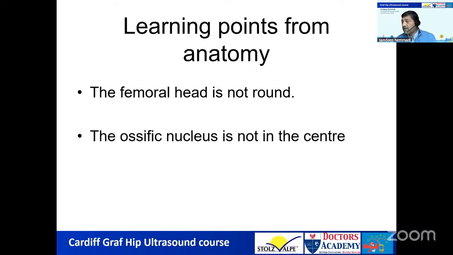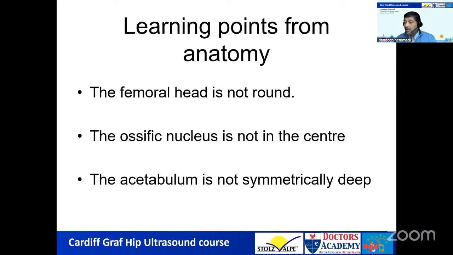We know that the ossific nucleus is not in the center of this femoral head, which is not round. And thirdly, we know that the acetabulum is not symmetrically deep. Now, these three things in the anatomy make it difficult for us to decide when you get an ultrasound scan. The ultrasound scan is like a tomogram. It's like a single cut through the acetabulum.